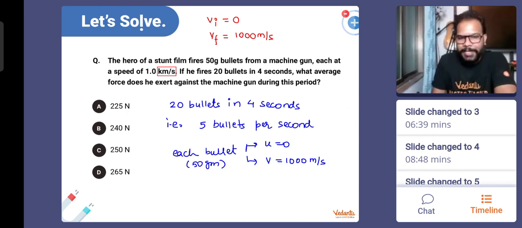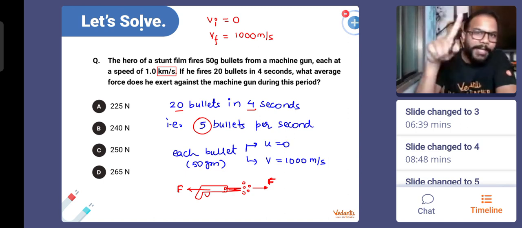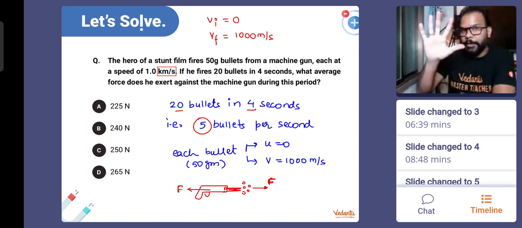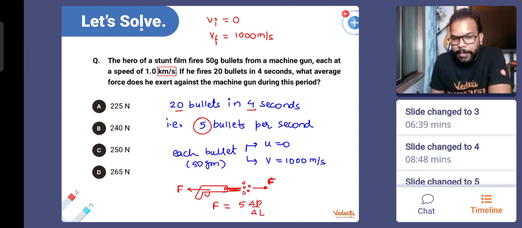Or just to make you visualize this part, your gun is actually firing how many bullets per second? 20 bullets in 4 seconds means 5 bullets per second. So 1, 2, 3, 4, 5 bullets are basically being hit in this direction by the gun. Right, everyone? So definitely all of these bullets when coming out are applying the same total force F. Each bullet is experiencing F by 5 force and overall force in 1 second. In 1 second, how many bullets are being fired? 5 bullets. So when you are calculating the force, you will have to calculate the force for 5 bullets and their change in momentum per unit time.